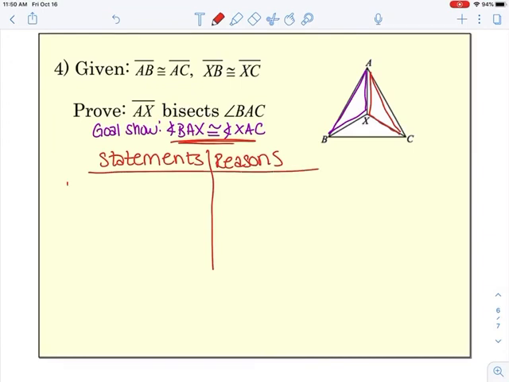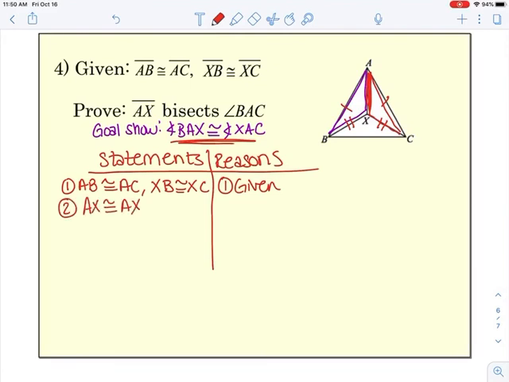So AB is congruent to AC and XB is congruent to XC. And again, I know those are true because they were given. So AB is congruent to AC and XB is congruent to XC. Those are my givens. Okay, fairly simple to see what's going to happen next. They share a common side, AX. So let's say AX is congruent to AX because of the reflexive property.